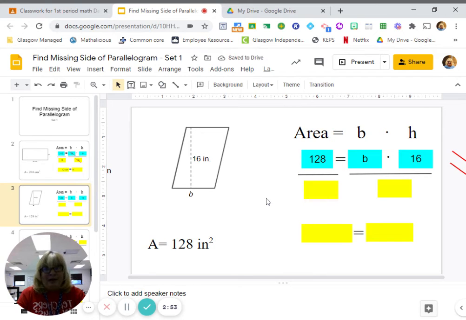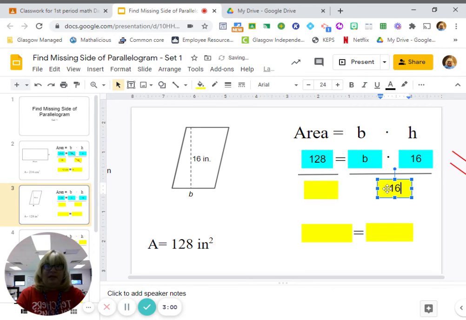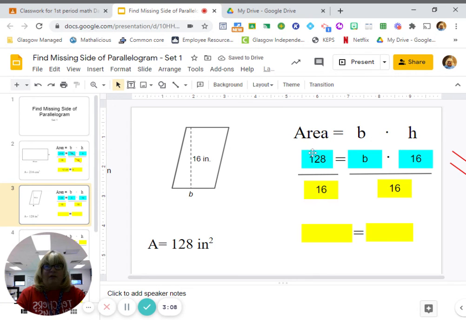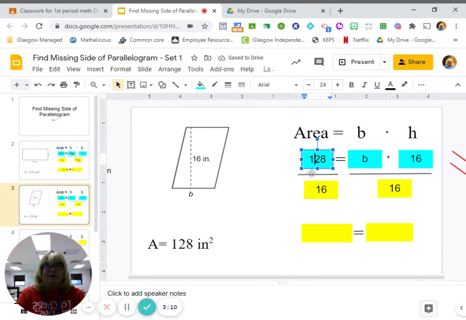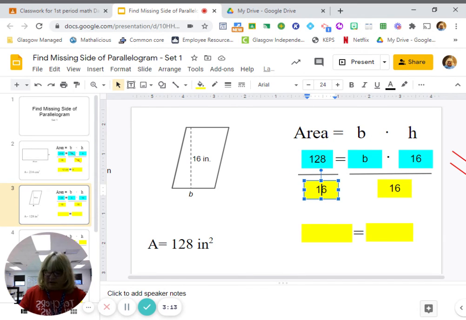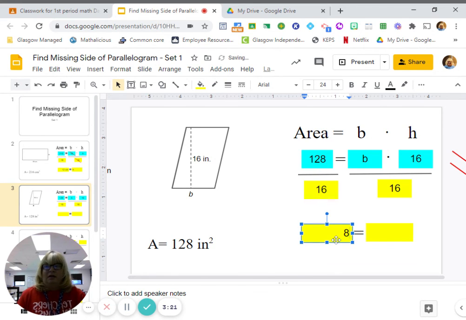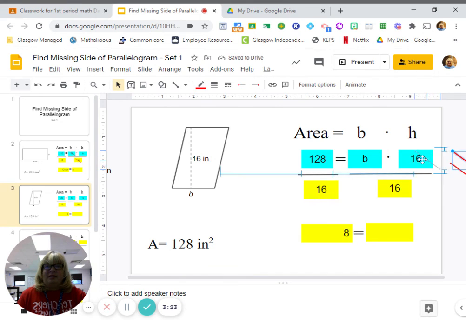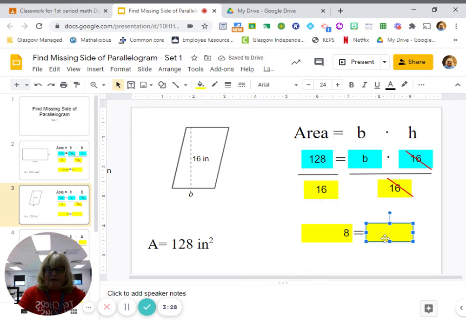I want to get that B by itself this time. So instead of multiplying by 16, we're going to do the opposite and divide by 16. And whatever I do to one side, I got to do the other side. I got to divide this side by 16. Okay, over here, 128 divided by 16, still our calculator, 128 divided by 16 is 8. And then these two 16s cancel out and leave me with that B by itself.